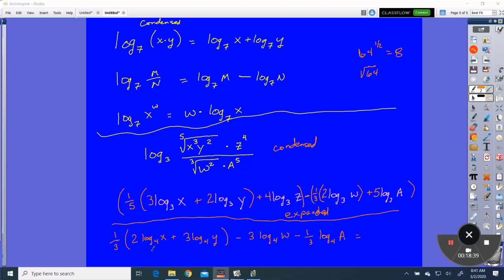All right, so there's an expanded problem. I want you to condense it. So it says 1/3 (2 log 4 of x plus 3 log 4 of y), parentheses, minus 3 log 4 of w minus 1/3 log 4 of a.